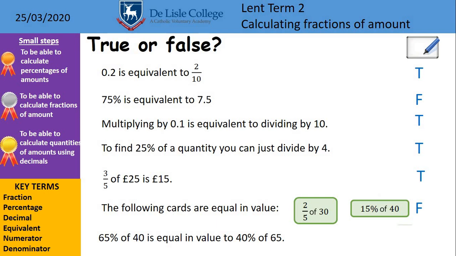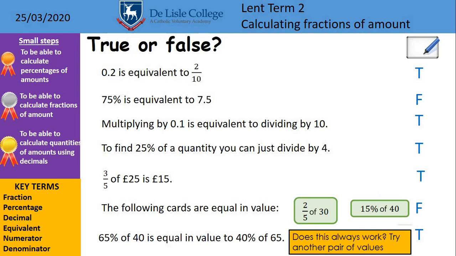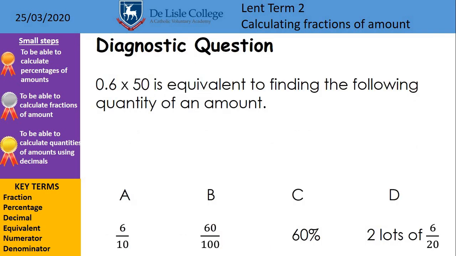65% of 40 is equal in value to 40% of 65. This is true if you work it out. Does this always work? Have a go at trying some different pairs of values.